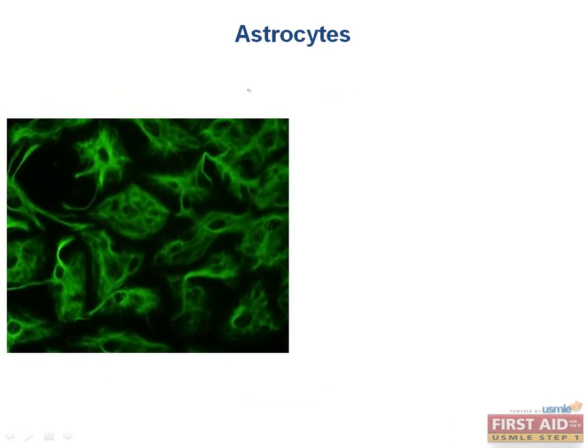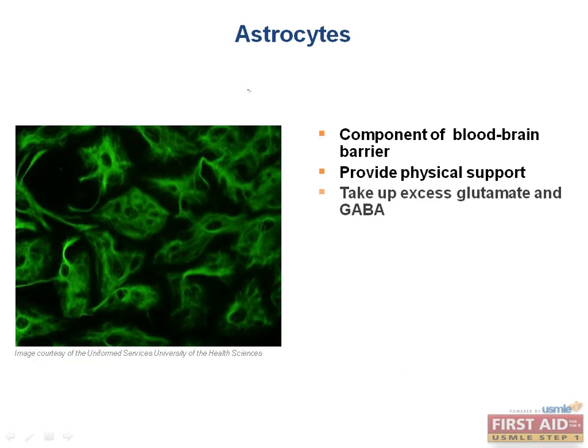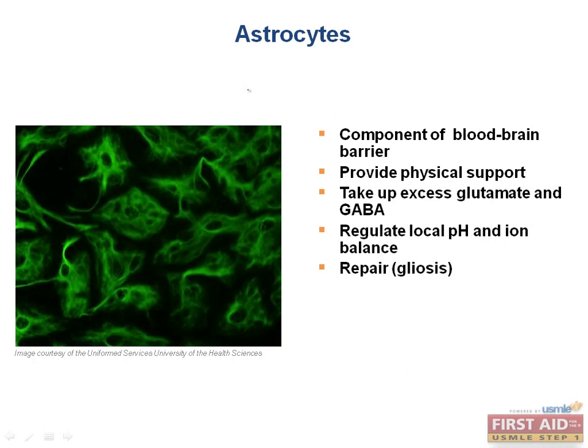Astrocytes are a key component of the blood-brain barrier. They provide physical support to the neurons, they take up excess glutamate and GABA, and are responsible for regulating local pH as well as ion balance. A major function of astrocytes is repair following trauma in a process known as gliosis. The astrocytes proliferate, swell, and undergo fibrosis, producing a glial scar in place of the damaged neurons.